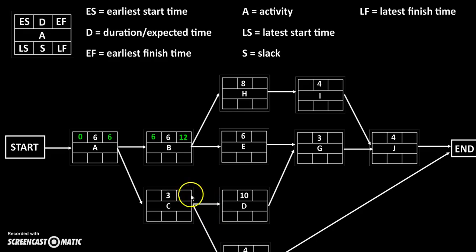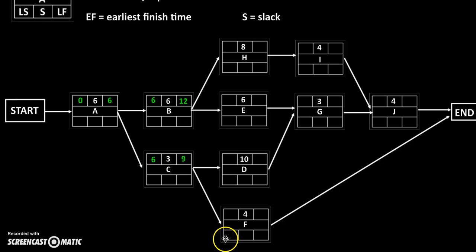Now looking at activity C, the same idea as with B. C has A as a prerequisite, so the earliest finish time of A is 6, so the earliest start time of C is going to be 6 as well. The earliest finish time is equal to the earliest start time of its subsequent event. So the earliest start time for C is 6. The duration of activity C is 3, so the earliest finish time for C is 9. Right? 6 and 3 is 9.